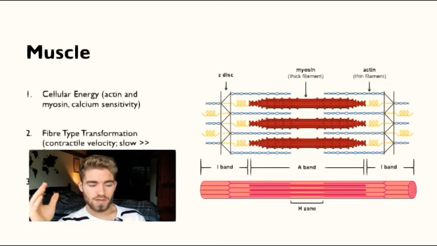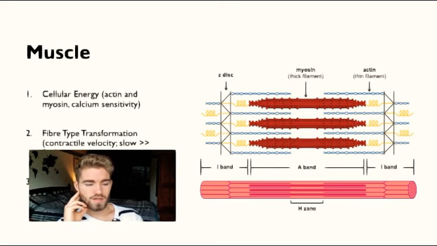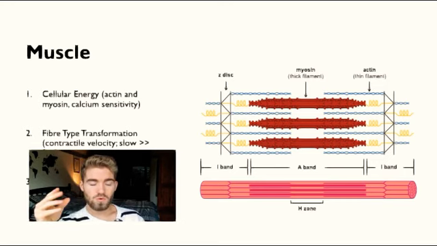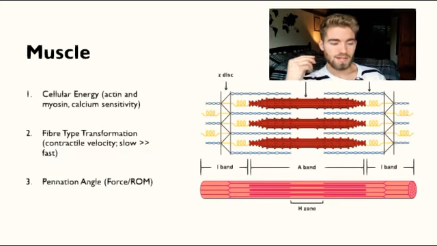So on the cellular level, you can see here on the right, we've got the muscle fiber. So this is it zoomed in nice and closely. You can see myosin and actin. So they will become more and more efficient with the sliding filament theory. It basically just means you're going to be able to contract a little bit faster because obviously the nerve impulses are going to be coming a little bit faster. And calcium sensitivity.